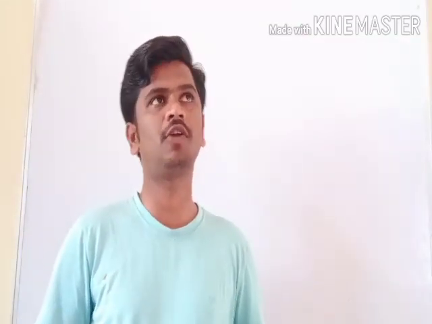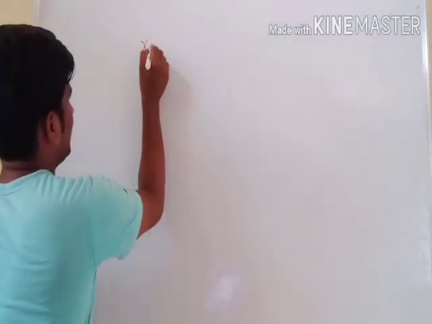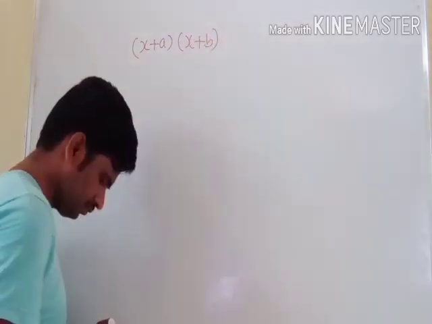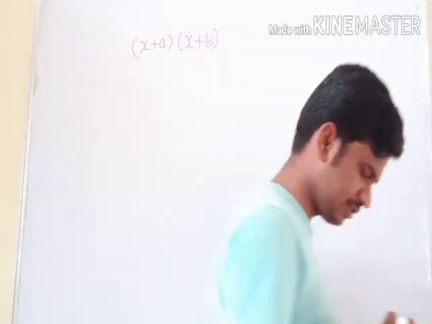See, up to now we have discussed so many products, that is monomial by a monomial, monomial by a binomial, and binomial by a binomial. Now I will discuss some special type. What do I mean by special? See, in general, I will take (x plus a) and (x plus b). Why do I call this one special?